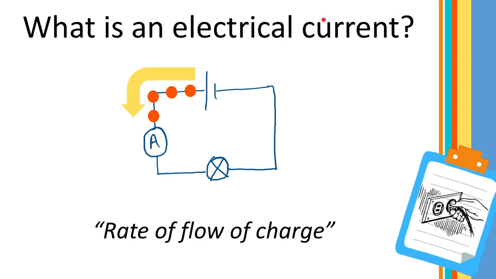When we talk about a current or a water current, we talk about how quickly water flows through a pipe or through a water mill. With electrical current, what we're talking about is how quickly these electrons are going round the circuit. Or we can say how quickly the charges are moving around the circuit. And rather than saying how quickly, we would use the words rate of flow. So how quickly the charge moves. So our definition for electrical current is rate of flow of charge.